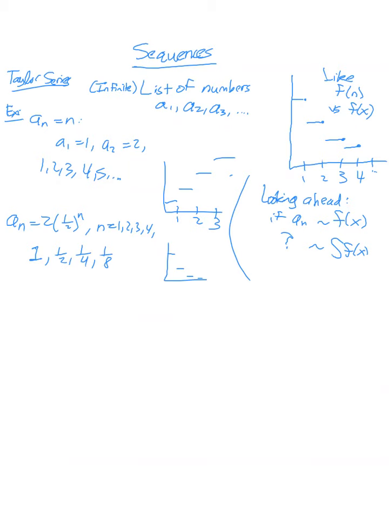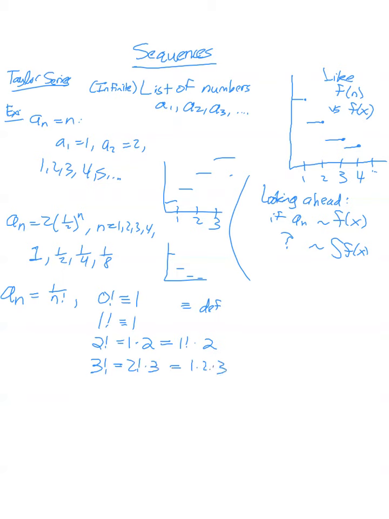Another example that will show up very frequently is 1 over n factorial. So here's what a factorial means. 0 factorial is defined as 1. The triple lines mean def, or definition. So 1 factorial is also defined as 1. Now here's where things get a little more interesting. 2 factorial is going to be 1 times 2, so it's equal to 1 factorial times 2. There's going to be a pattern here, recursively defined. So 3 factorial is going to be 2 factorial times 3. In other words, it's 1 times 2 times 3, or 6.